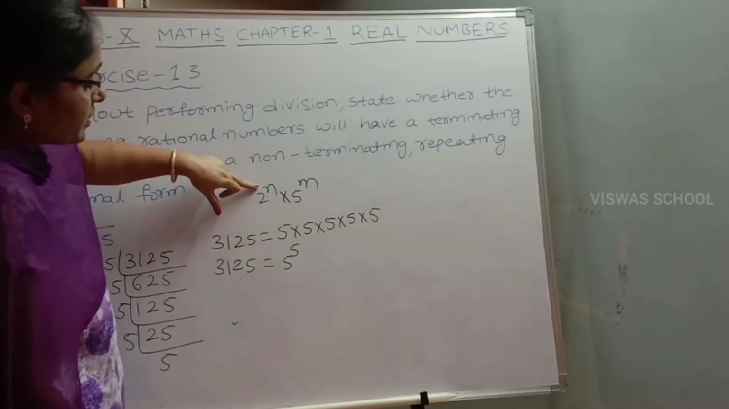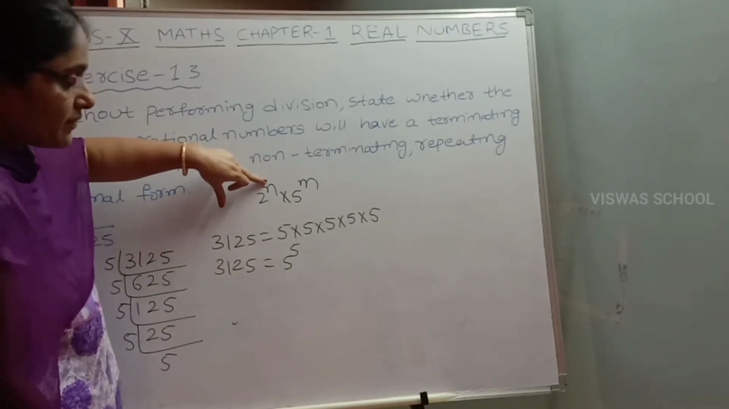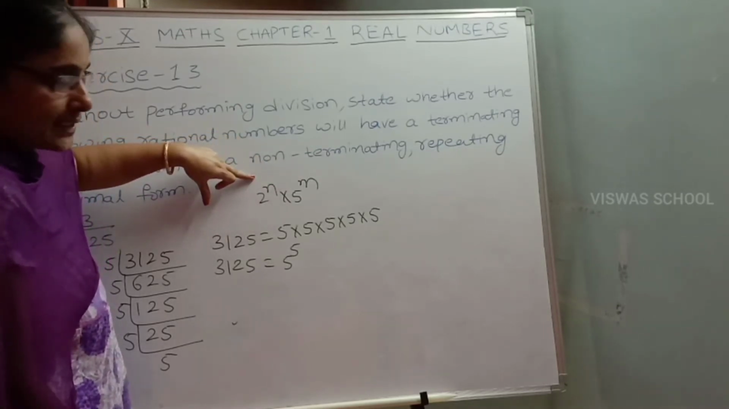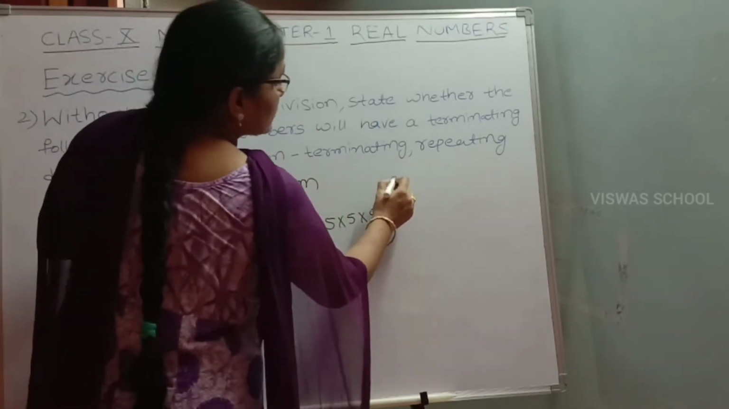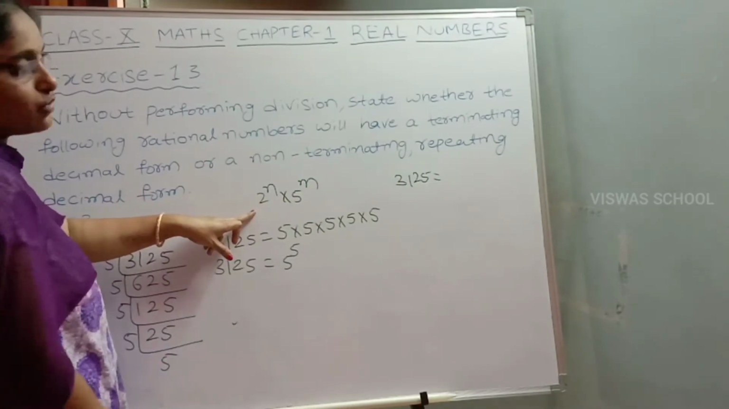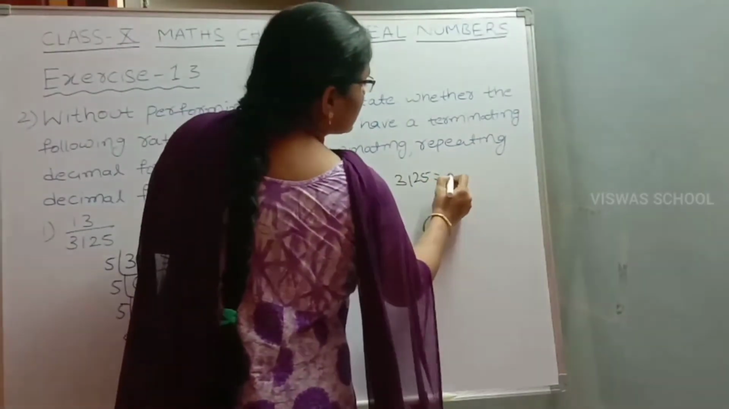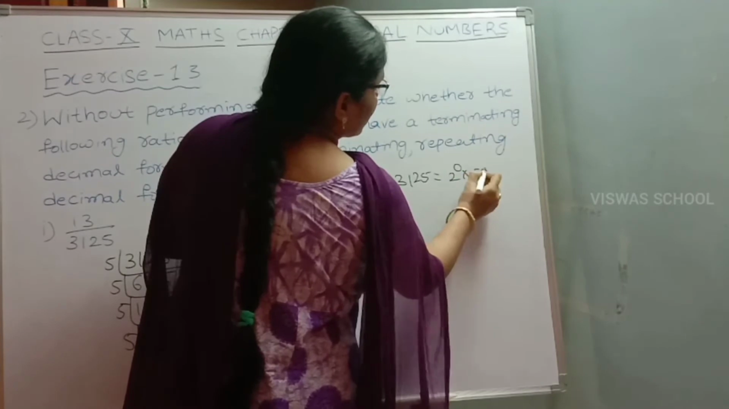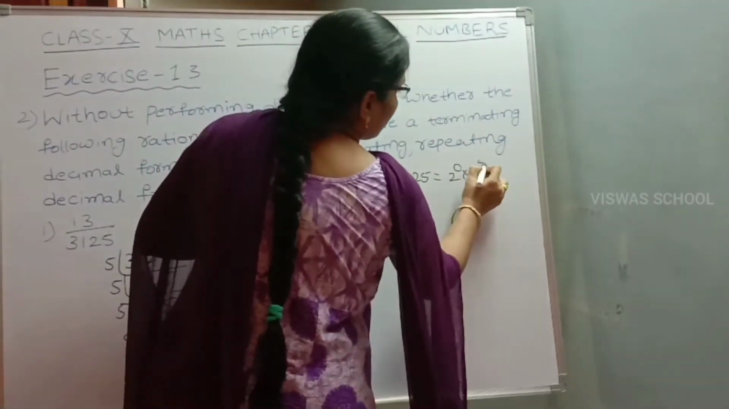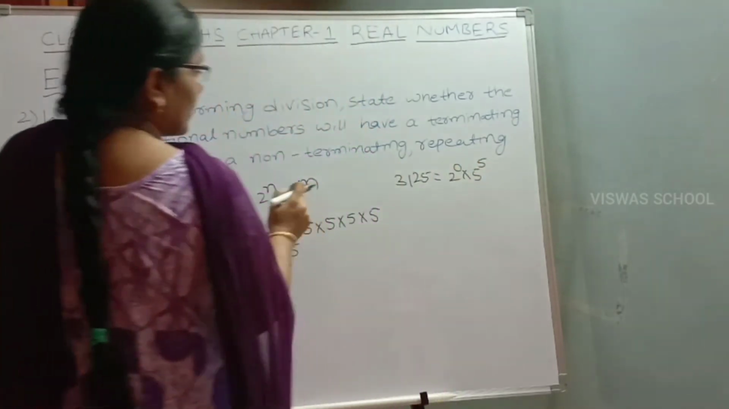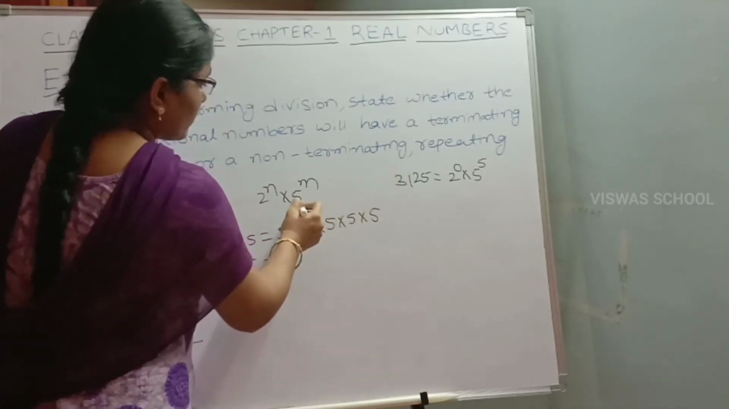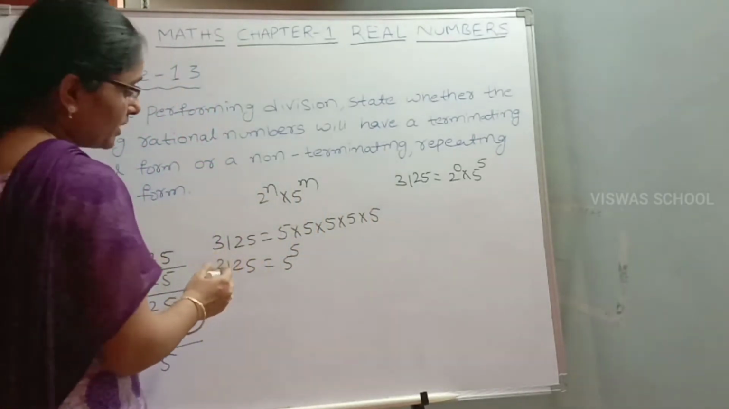If it is 2 power n, then in the nth place the value is what? Here 0. That is, n and m are non-negative integers. 3125 written in the form of 2 power n into 5 power m is 2 power 0 into 5 to the power of what? 3125 equals 5 to the power of 5. This is 2 power n into 5 power m form. That's why the denominator is in the form of 2 power n into 5 power m.